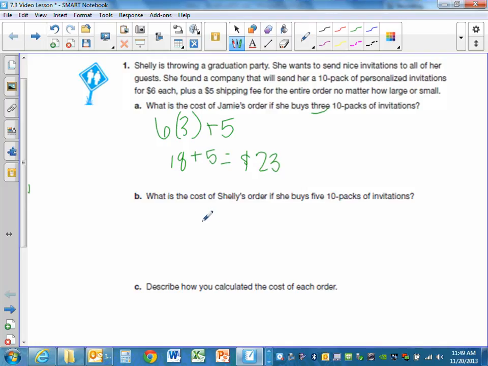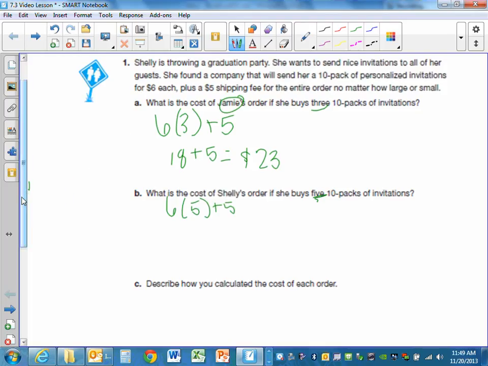Part B says, what is the cost of Shelly's order if she buys, and I don't know why this said Jamie here, should be Shelly, what is the cost of Shelly's order if she buys 5 10-packs of invitations? So again, you're just going to plug 5 this time in for your P. So you should have 6 times 5 plus 5. So you can go ahead and solve B, C on your own, and when you're ready, press play.